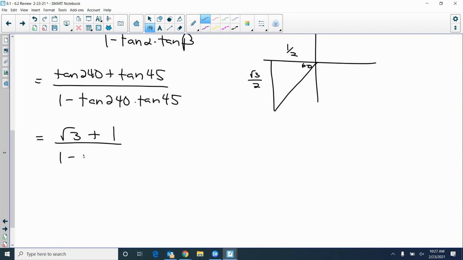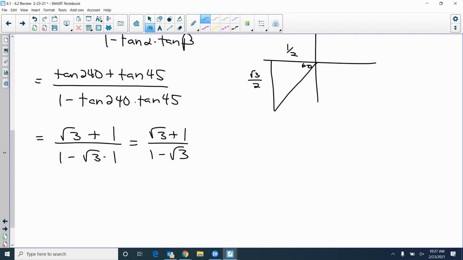1 minus square root of 3 times 1. So this equals the square root of 3 plus 1 over 1 minus square root of 3. Cooper, does yours look like that? Yeah. Okay. I thought it might look different. You can leave that, because what did I say? I said don't do what? Rationalize the denominator. Go ahead.